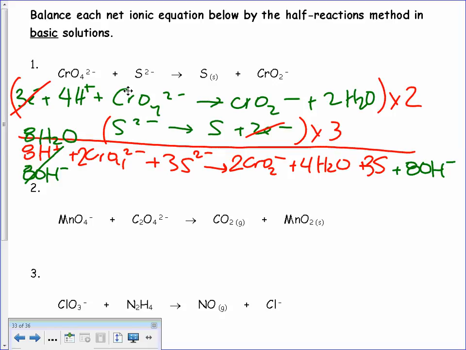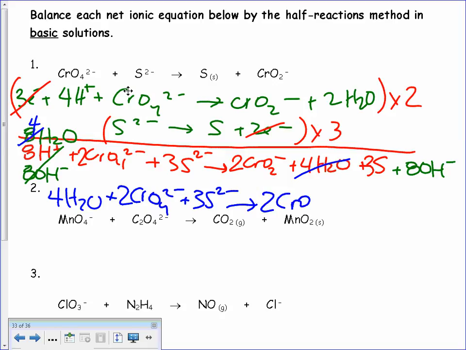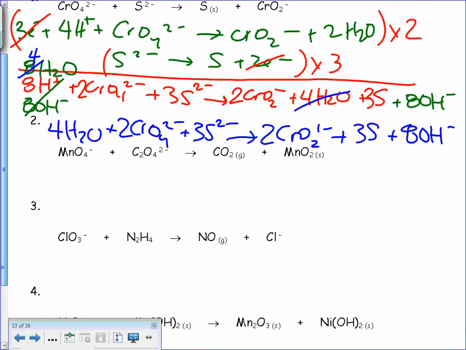So then now my simplification step comes in. I see 8 waters on this side, I see 4 waters on that side. Tell me what the end BCE is. 4 H2O because 4 of those 8 were canceled with this. Okay, so 4 H2O plus 2 chromates plus 3 sulfides yields 2 CrO2 1 minuses, plus 3 sulfurs plus 8 hydroxides. There we go. So what we did was just balance in acid like normal, and then we said, okay, this is in base. I can have no excess H pluses. I must account for that. Not too much extra, right?